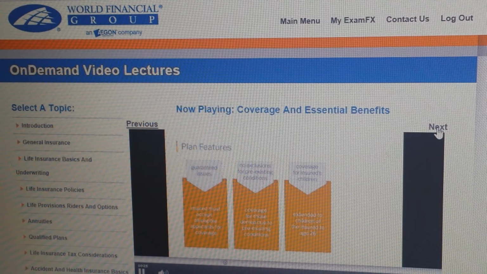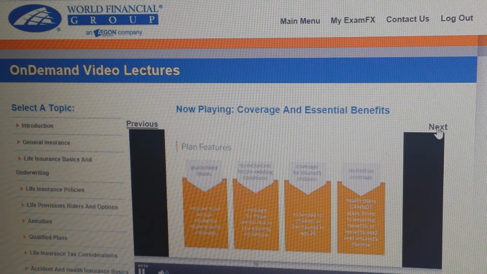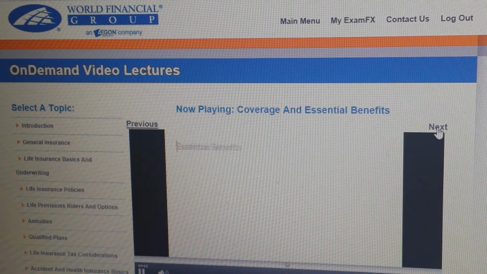Coverage for insured's children. Extended to children all the way to age 26. No limits on coverage. Health plans cannot apply limits to essential benefits or benefits paid over the insured's lifetime. The Affordable Care Act Essential Benefits. There are a number of them.